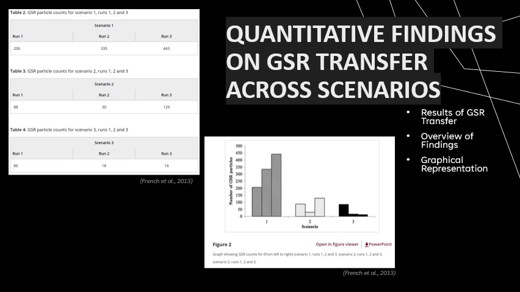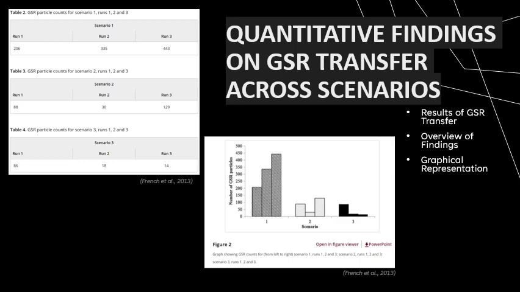So, graphical representation. The bar graph shown on the left, figure 2, displays a bar graph comparing the gunshot residue particle counts across 3 scenarios for each experimental run. This visual will clearly show the variance in particle counts between the direct contact, scenario 1, the handshake, scenario 2, and the firearm handling in scenario 3.